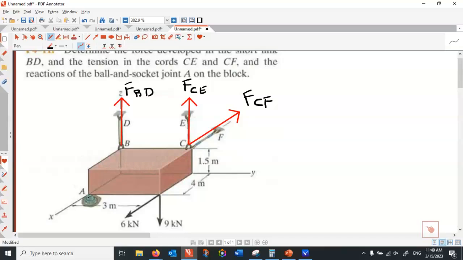And with A, I know neither the X, Y, Z component. This is a ball socket. Ball socket resists against the translation, doesn't resist against the rotation. So you can write this in this way. Three components: AZ, AX, and AY.